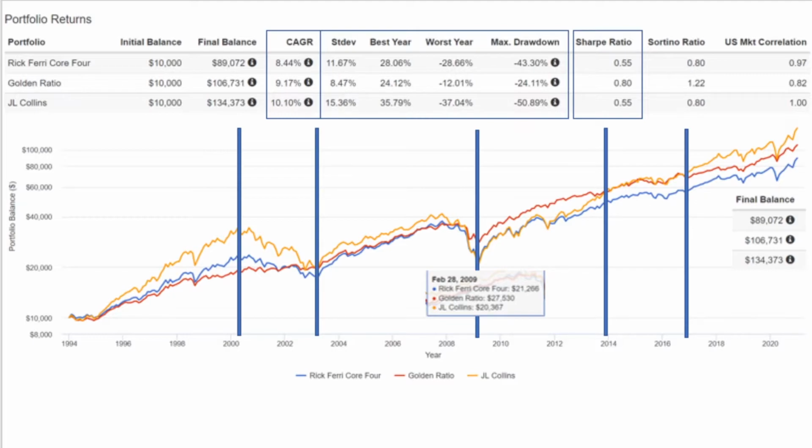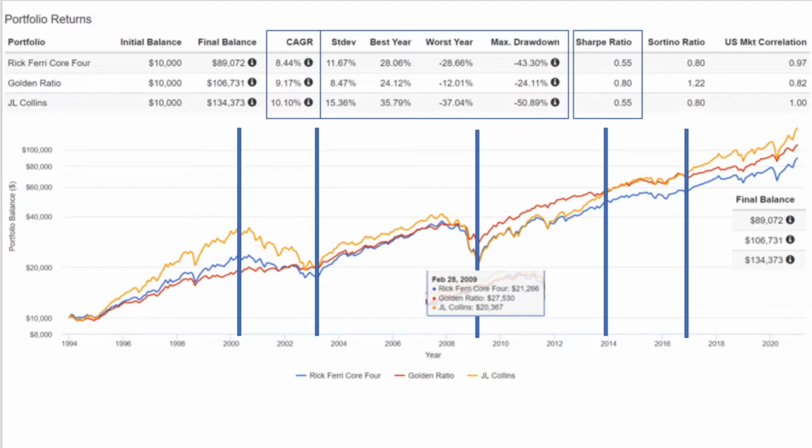Now, let's look at the stats. No? The CAGR or the compounded annual growth rate ni Rick Ferry Core 4 from 1994 hanggang 2021 is 8.44%. Prior to inflation. Golden Ratio has a 9.17%. JL Collins is 10.10%, no? So as you can see, ito yung mga performances nila. Pero magtataka ka dahil si Rick Ferry Core 4, you might be asking, di ba? Ang taas ng kanyang stock component. Bakit mas mababa yung kanyang CAGR compared to Golden Ratio?